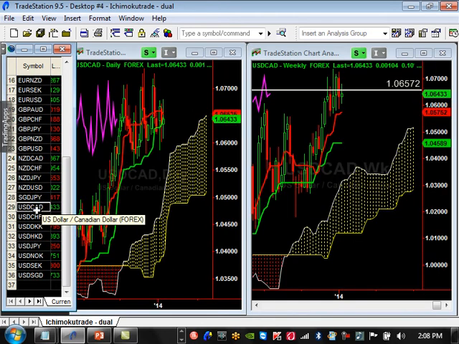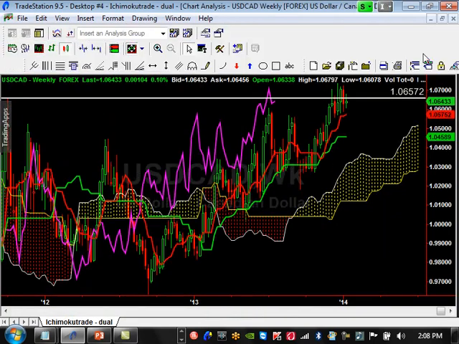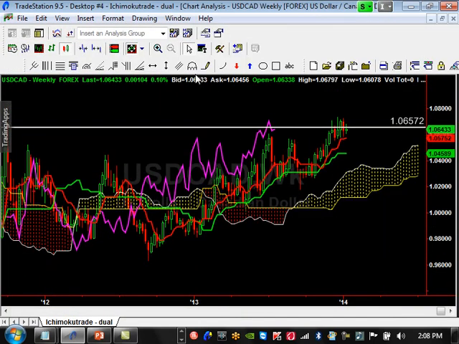US CAD broke a resistance at 657. However, if you enlarge this, shrink this guy down. Oops, that's not the shrinking tool. Sorry.